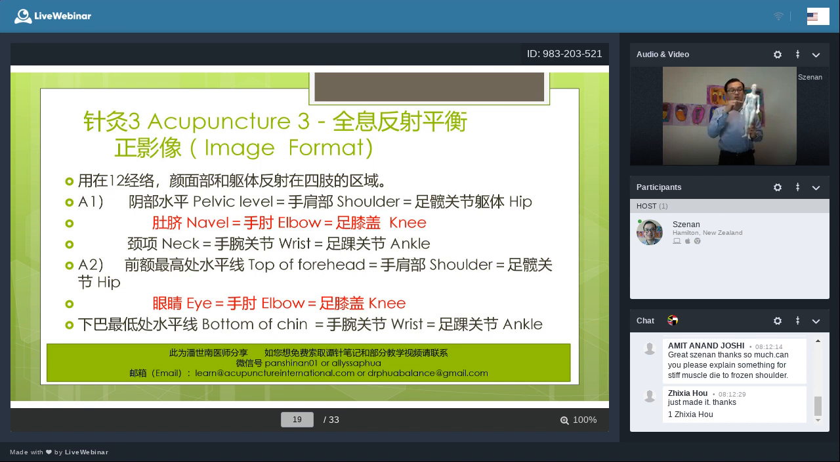So the bottom joint of the legs is ankle. Hand is wrist. The bottom joint of the legs is ankle, right? The joint below knee, the joint below elbow, wrist and ankle. So wrist and ankle can treat chin over here. This is the middle. This is the lower part. Okay. On the trunk is Hui Yin area, pelvic level.